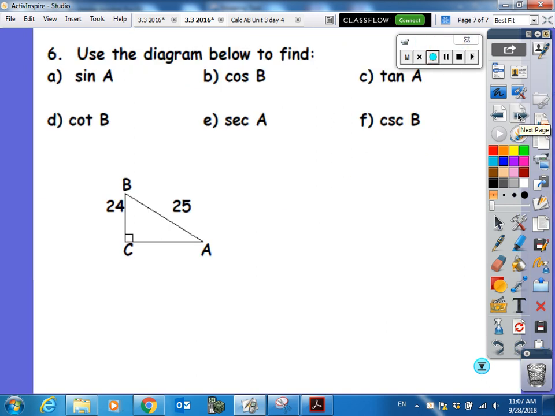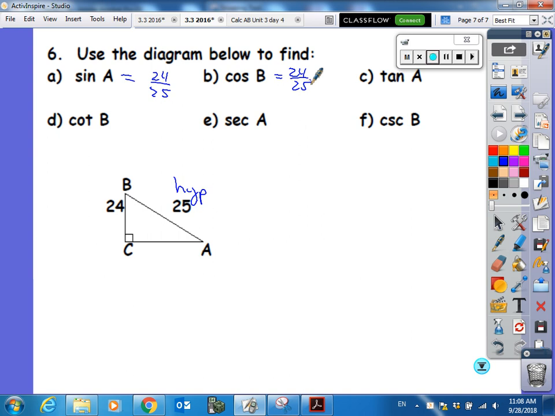And this last one is just a reminder of your SOHCAHTOA. Depending on what angle you're looking at changes the opposite and the adjacent. The hypotenuse is always the hypotenuse, always. We would never ask for the sine, cosine, or tangent of the right angle. It's only the other angles. So sine of A, 24/25. Cosine of B, notice that's still 24/25. That's possible because we're looking at a different angle.